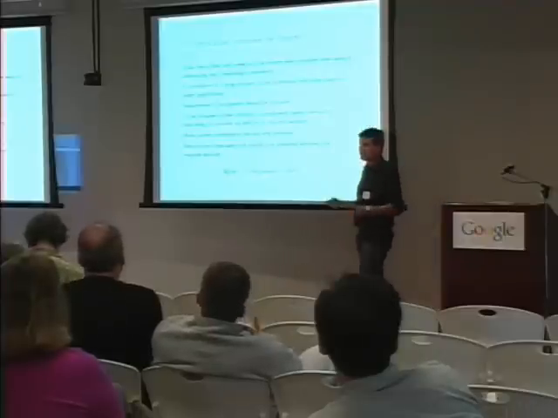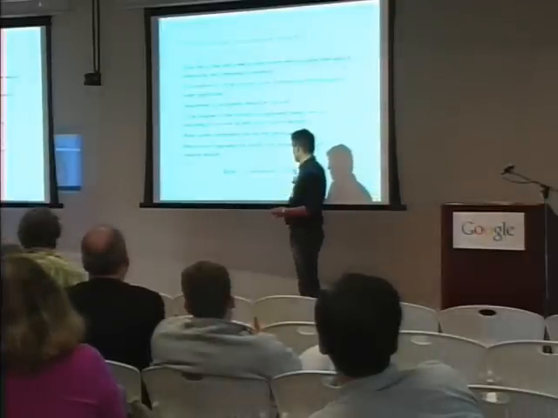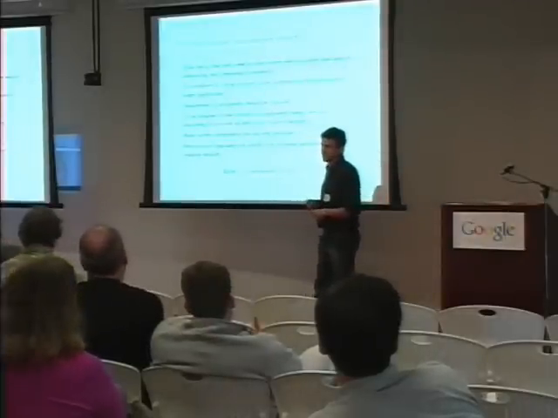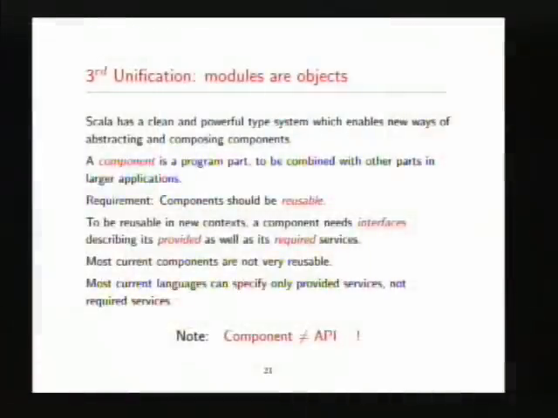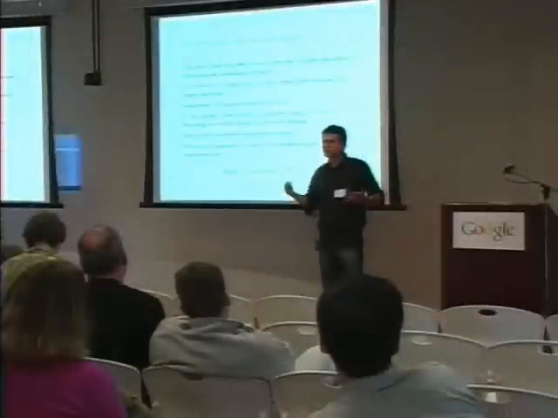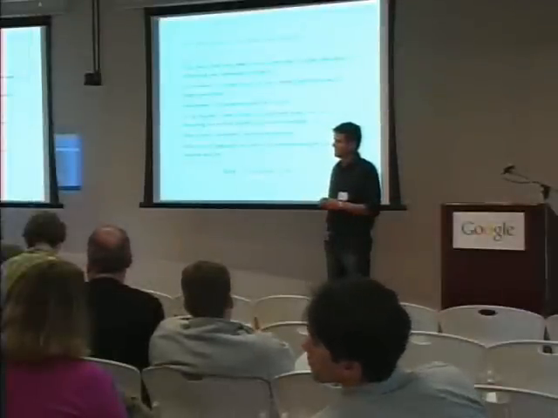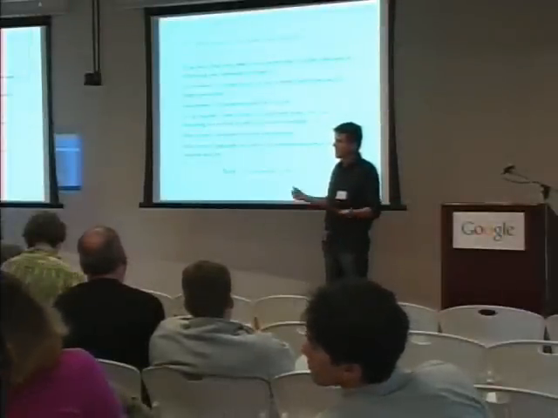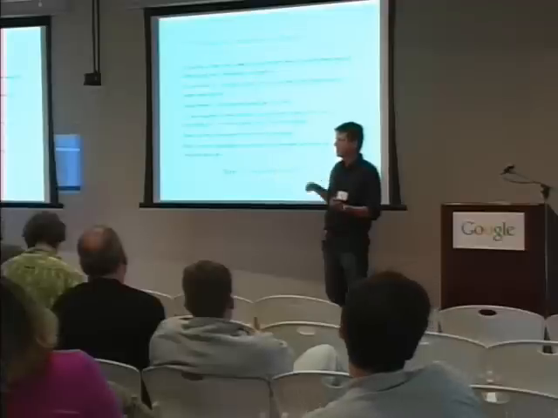And most current components actually are not very reusable. We basically just have APIs, not true components. And I think that has to do with the fact that most current languages are pretty good at specifying provided services, think Java interfaces, but they're not really good at specifying required services. In Java, how would you do that? Well, you just use it. Sorry? Yeah, but how do you say, well, I need that to run?